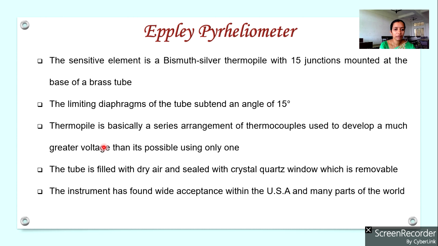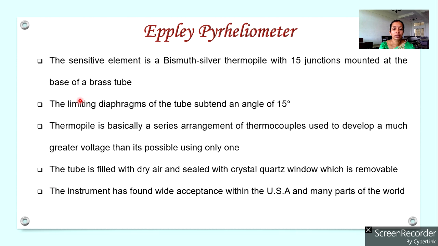And so we know what a thermopile is. Here we are using a 15 junction bismuth silver thermopile. So we are coupling thermocouples together, connecting thermocouples together in order to get a greater voltage than that is available with a single one.